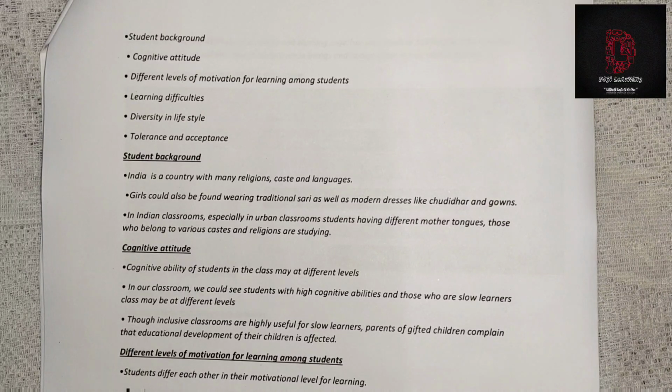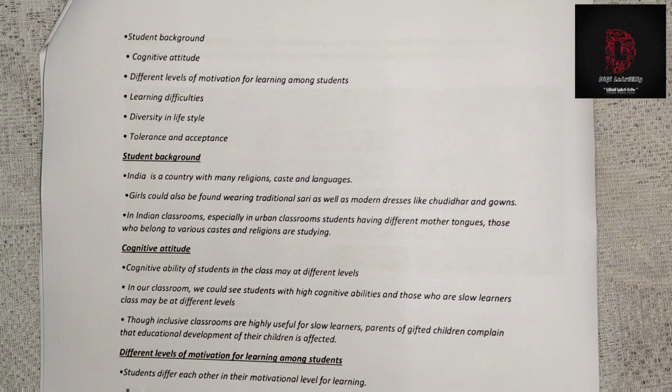Cognitive ability of students in the class may be at different levels. In our classroom, we could see students with high cognitive abilities and those who are slow learners. Though inclusive classrooms are highly useful for slow learners, parents of gifted children complain that the educational development of their children is affected. ठीक है, but सब में different ही abilities होते हैं. Okay.